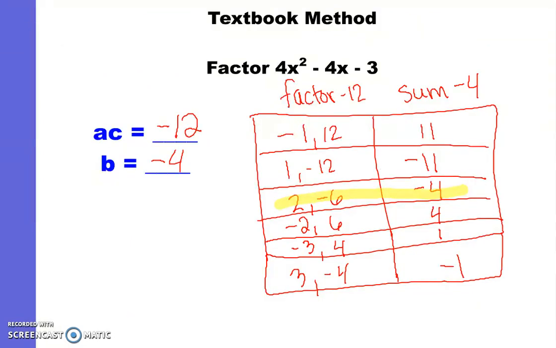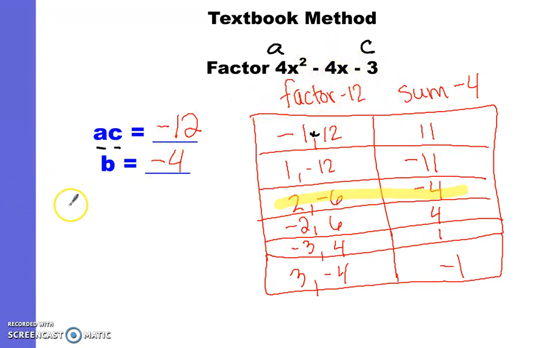So 4x squared minus 4x minus 3. Right away, if you see, we just have the factors of negative 12. 4 is our a, and negative 3 is our c. So ac, we're multiplying, because they're right next to each other. a times c is negative 12. And our b is negative 4. So we have to list all of our factors of negative 12. And when we find one that, when added together, gets us negative 4, 2 plus a negative 6 is negative 4, and we found our negative 4.